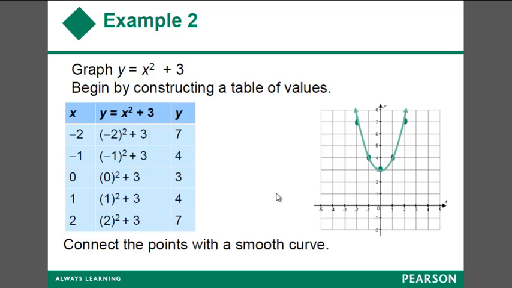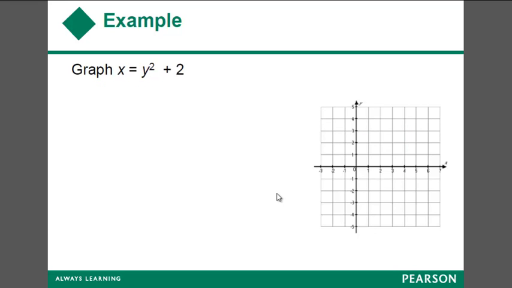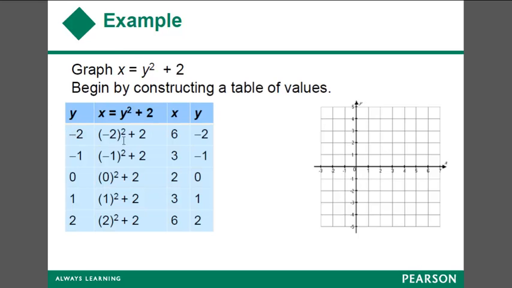Let's look at one more where we have x is equal to y squared plus 2. Here, since I already have the equation solved for x, I'm going to choose values for my y and solve for x, because it's very easy to plug in points for y and solve. So I'll use the same points for y that I have been using for x, -2, -1, 0, 1, and 2, and I'll solve for x. Notice I rewrote the y column out here. This way I can read off my points very easily again.